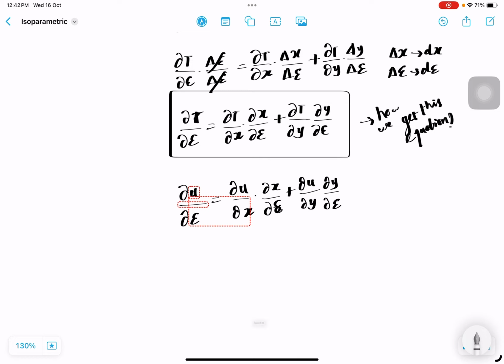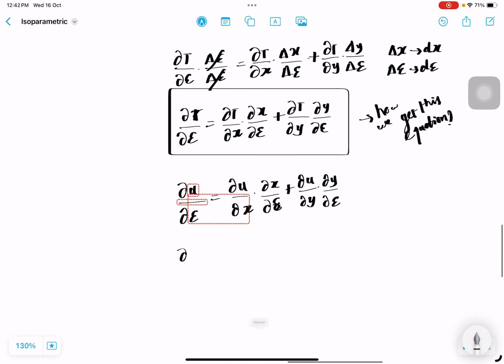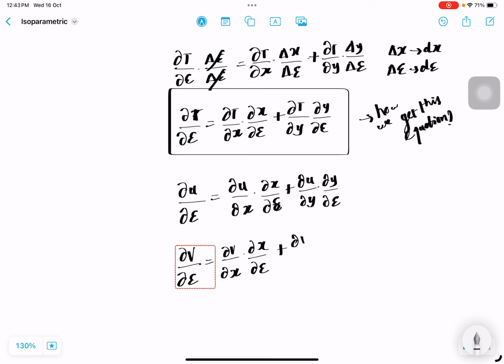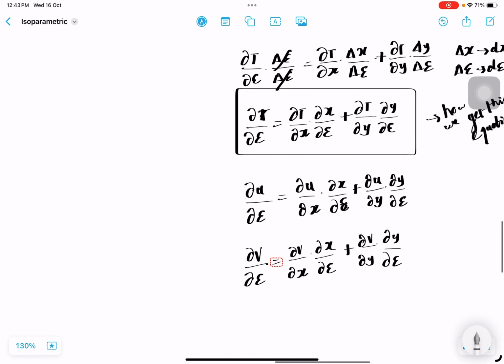Suppose Jack is interested in measuring the displacement along the y direction, so that will be ∂v/∂ε, right? So it can be ∂v/∂ε is equal to ∂v/∂x into ∂x/∂ε plus ∂v/∂y into ∂y/∂ε. A little consideration will also tell you that it need not necessarily be just these two equations. You can also say that maybe Jack is taking a little step along the y direction in the hypothetical.